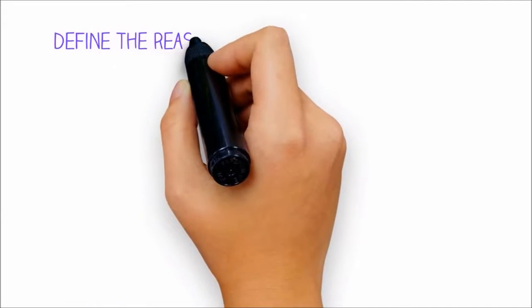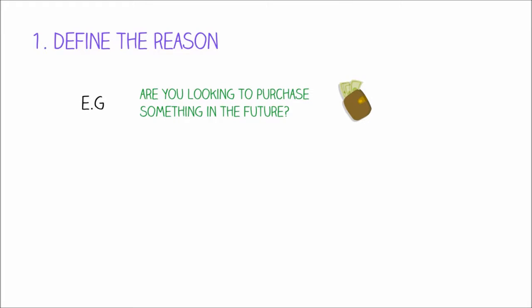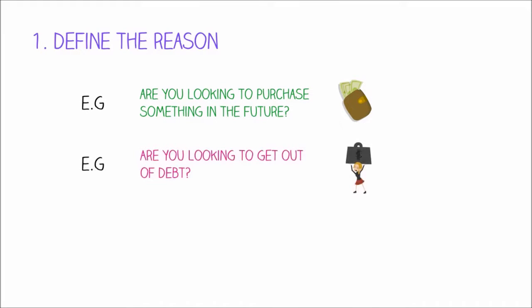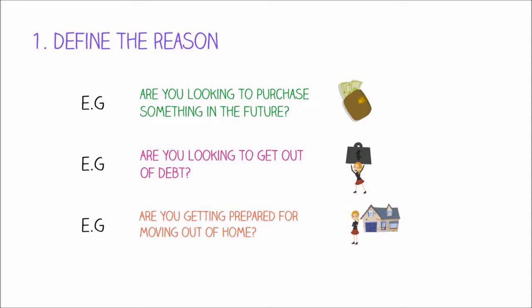So, step number 1 in creating a budget is to define your reason for doing one. Are you looking to purchase something in the future? Are you looking to get out of debt? Or are you getting prepared for moving out of home? Now, whatever the purpose may be, identifying it will help you to determine how lenient or how strict you have to be when planning future expenses.